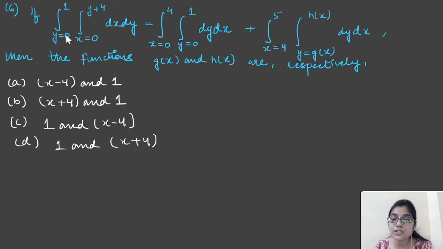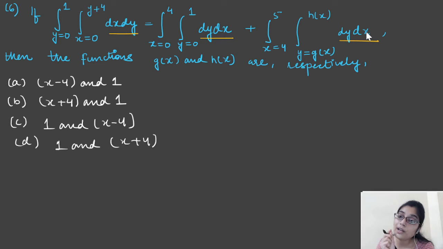So what this question is all about, they are saying if your y is from 0 to 1 and your x is from 0 to y plus 4 dx dy, so they changed the order. And how did I get to know that they have changed the order? You just look at this, please. This is your dx dy, this is your dy dx, and this is your dy dx. So I got a notion, okay, they might have changed the order.